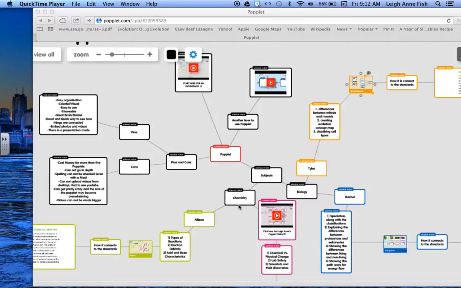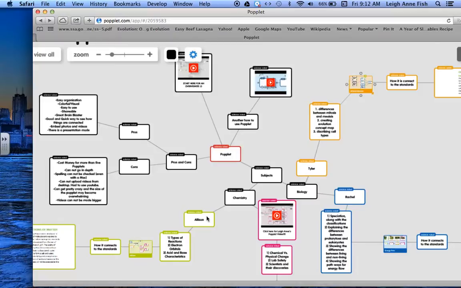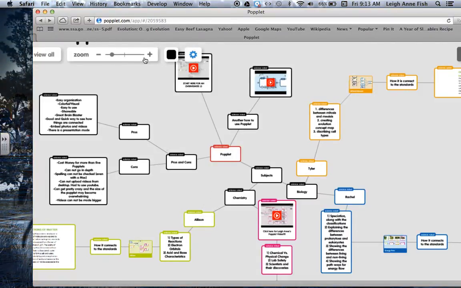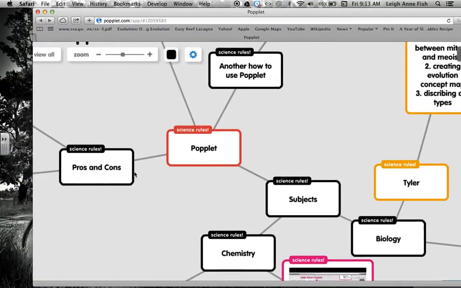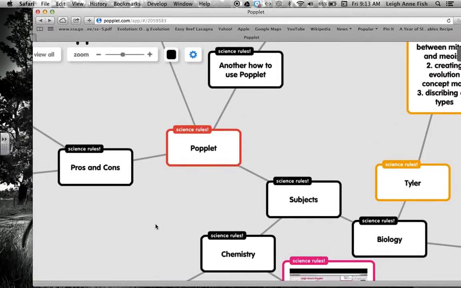For our Poplet, I decided to do under subjects right here. You go down to chemistry, and then we'll go to my area of the Poplet. We zoom in and bring it up.